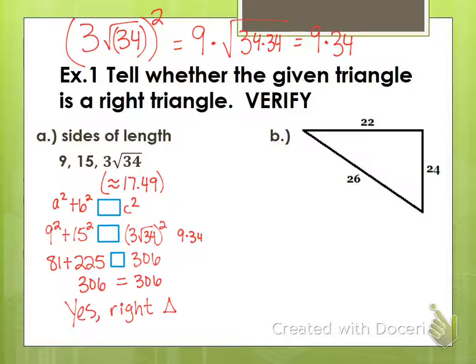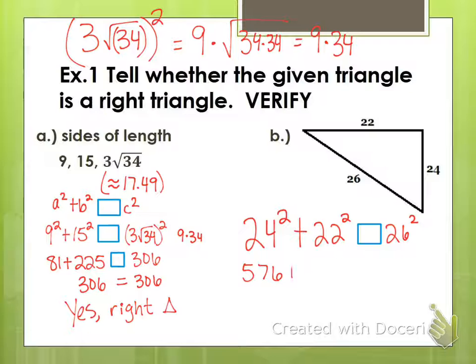All right. On letter B, this one is a little quicker to get started. What do you want to plug in for A? And what has to go in for C? Again, I either leave it blank or put a little box. I don't know that they're equal or not equal yet. 24 squared, 576. 22 squared, 484. 26 squared, 676. Are these going to end up being equal?